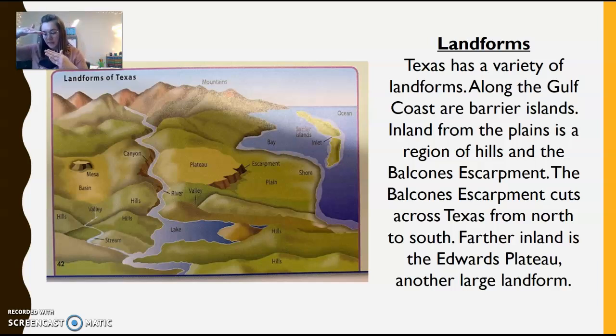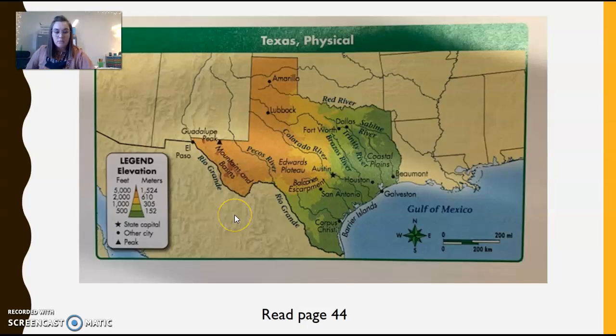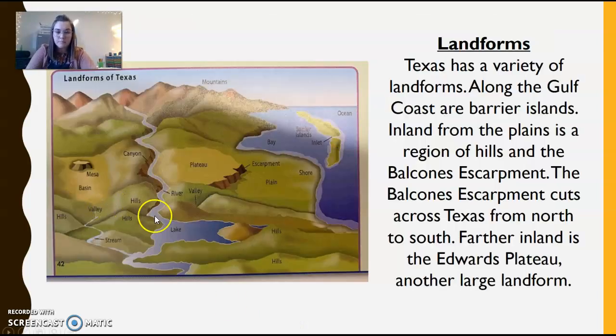That's an escarpment. So a little bit farther inland, which means you're coming into the land, is this plateau, and this is Edwards Plateau, and it is a large landform. A plateau is a level area, so it's flat, and it's higher than all of the rest of the land around it. So you see the escarpment is dropping off like this, and here is the plateau.